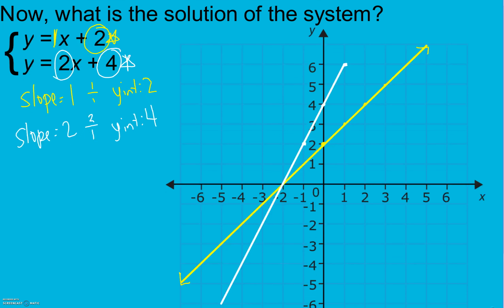I find the point of intersection is behind our intercepts, but that's fine. It's wherever they both meet, which here is that point. Where both lines hit that point, they intersect there. It's our solution. So our solution here is -2, 0. Remember, ordered pairs are always x and then y.